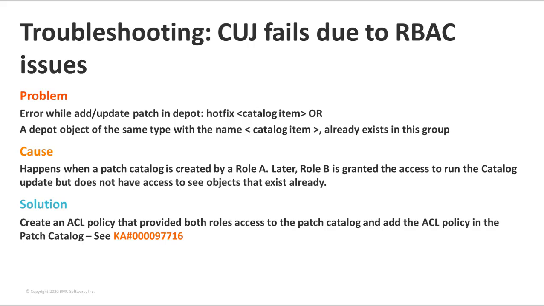The error that we generally see, or which is the most common, is that there is an error while adding or updating a patch. It's followed by the patch name. The reason is that there is a depot object of the same type and the same name already existing in the patch catalog. Now this happens when there is a patch catalog that is created by a role A, let's suppose by a role BL admins, and a catalog admin role tries to update the same patch catalog.